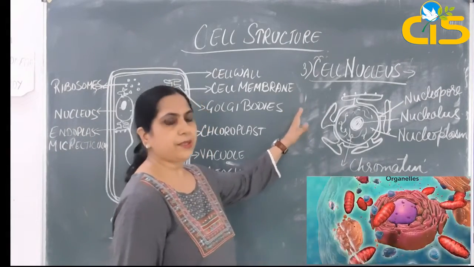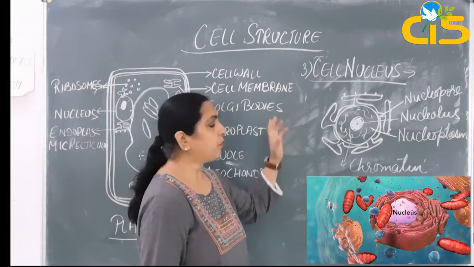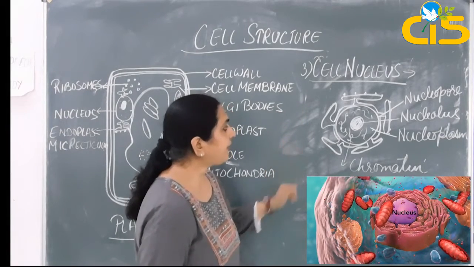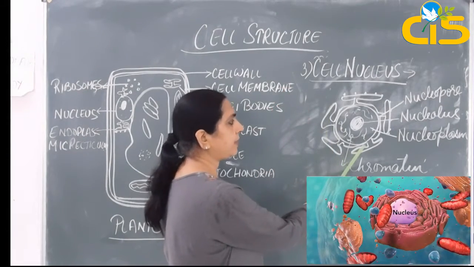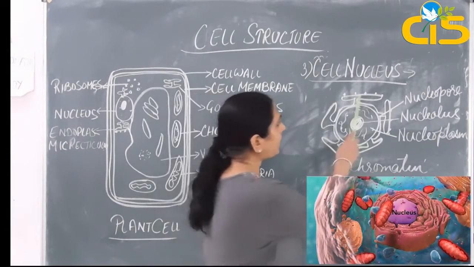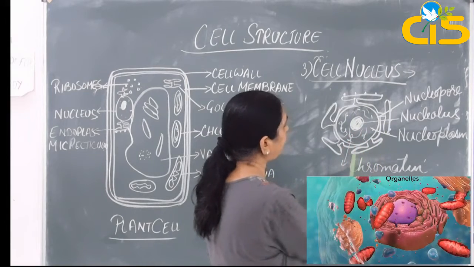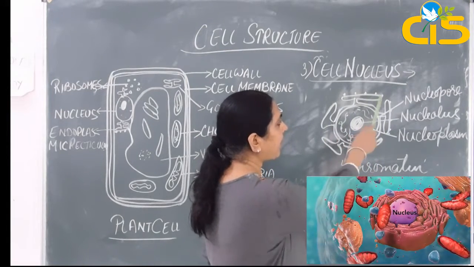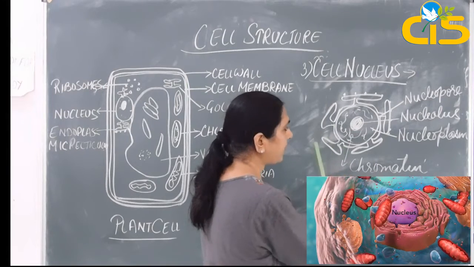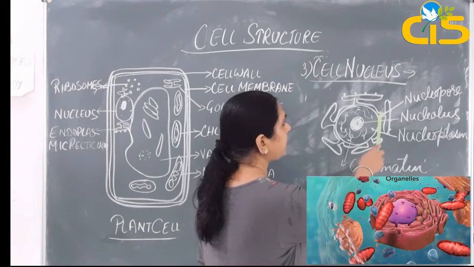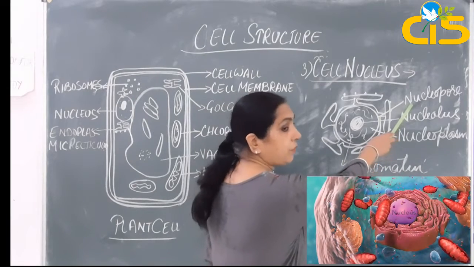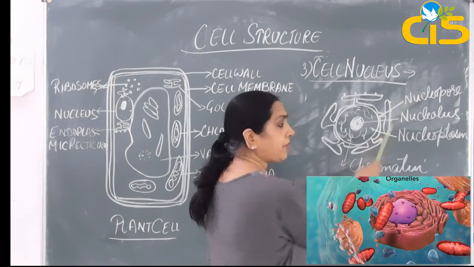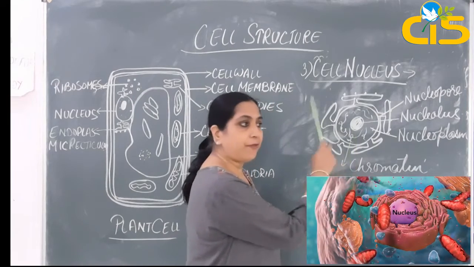Now we shall discuss the cell nucleus. This cell nucleus is the brain of the cell. It is the most significant and important part of the cell. The nucleus can be discussed under various heads. The outer part of the nucleus is called the nuclear membrane. The hole-like structures, the cuts which are present, are called the nucleopores. Only a few substances can enter into it and a few can go out.